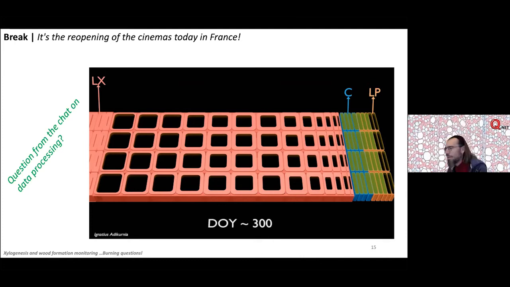Yeah, because we are really short in time. Yeah, that's true. I totally agree. But maybe this is a good thing to keep on through the QNet forum. We can go deeper in this.